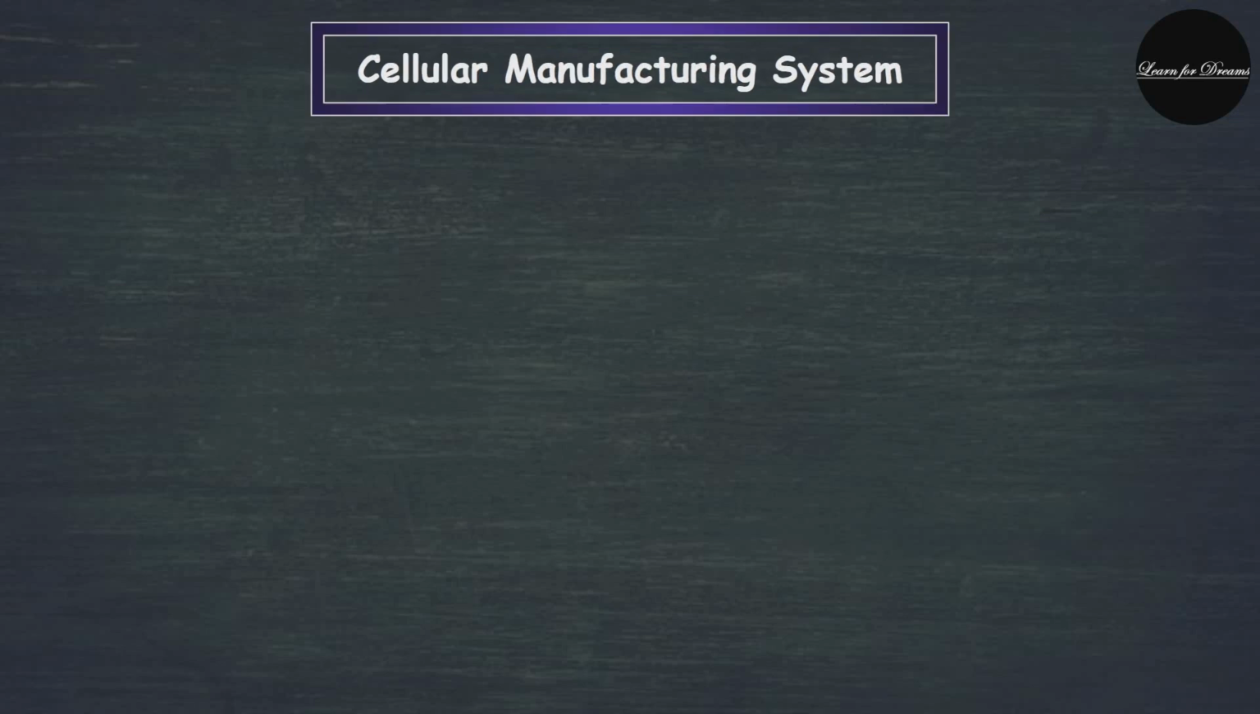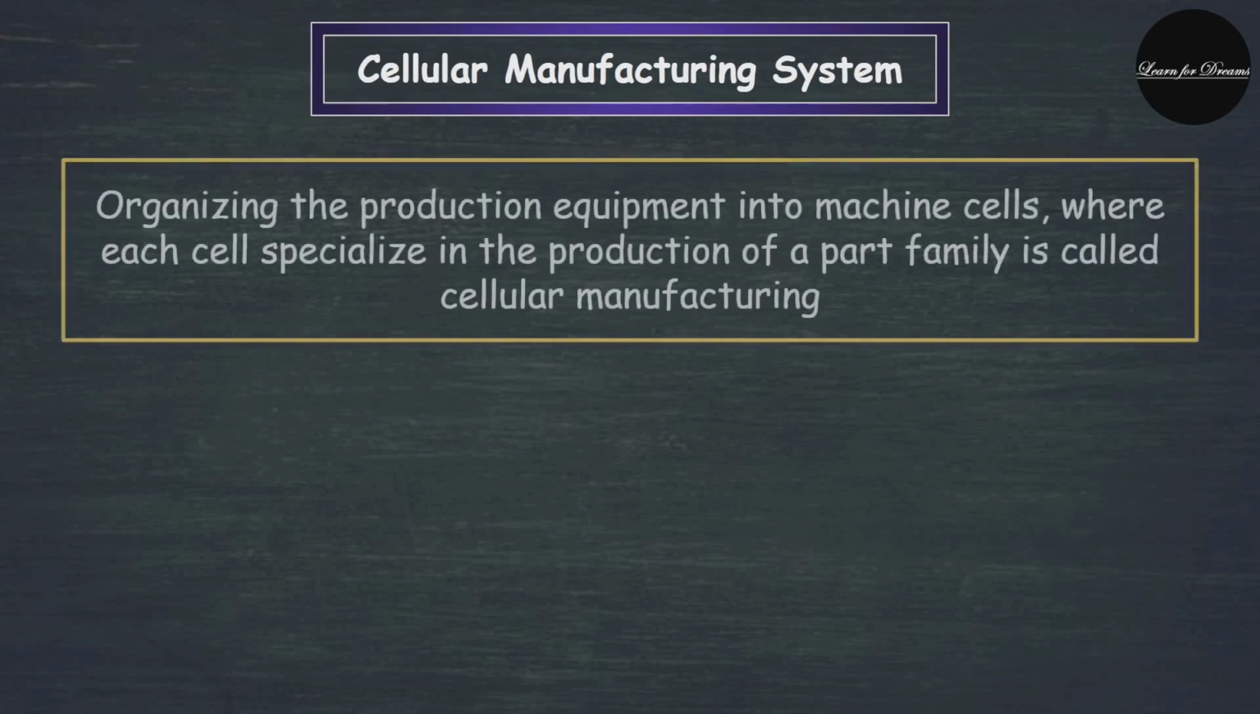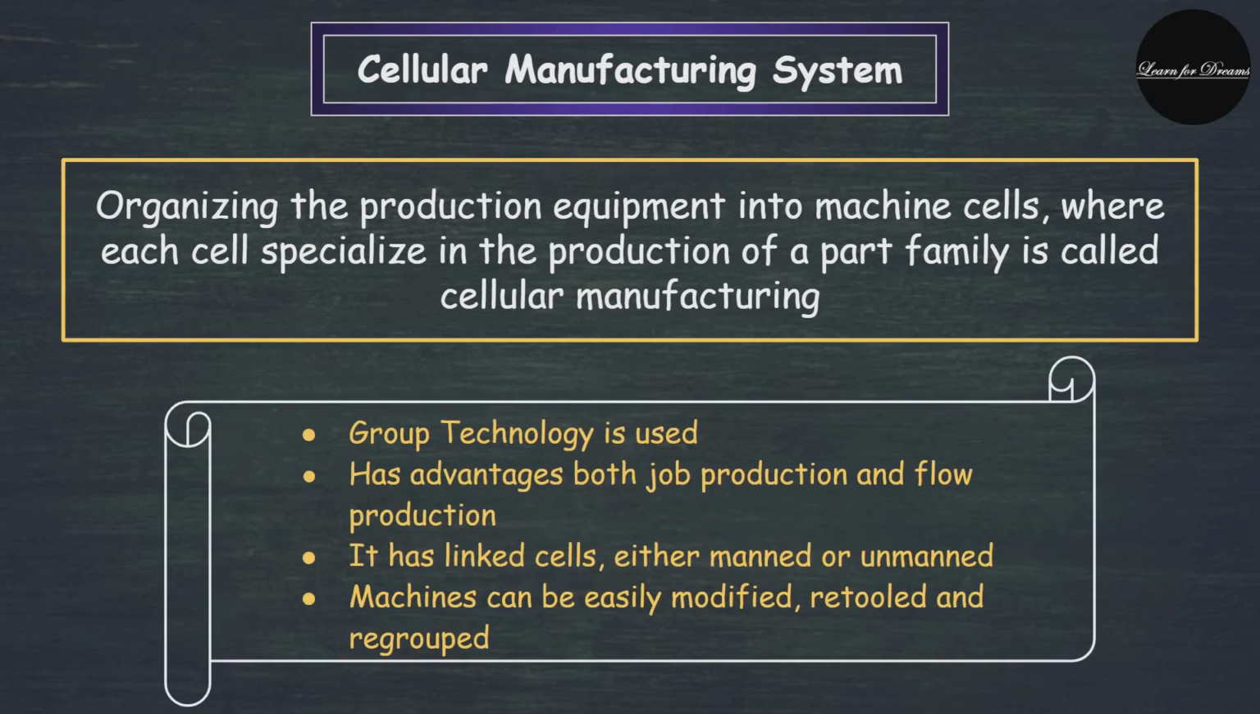Now moving towards cellular manufacturing system. Organizing the production equipment into machine cells, where each cell specializes in the production of a part family, is called cellular manufacturing. Highlights of cellular manufacturing system: group technology is used, has advantages of both job production and flow production. It has linked cells, either manned or unmanned. Machines can be easily modified, retooled, and regrouped.